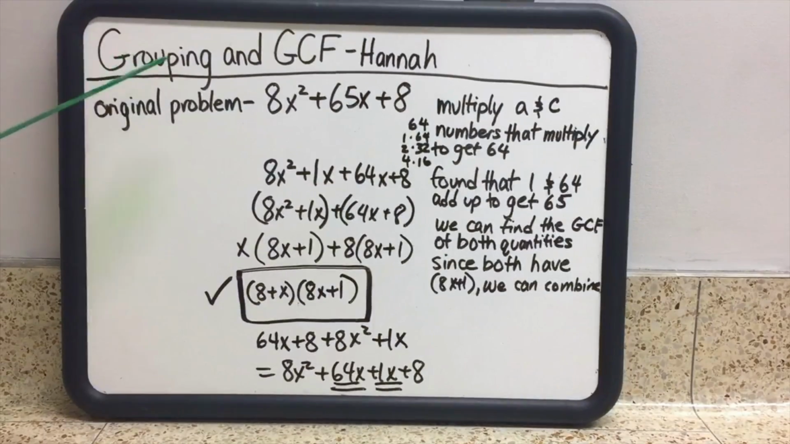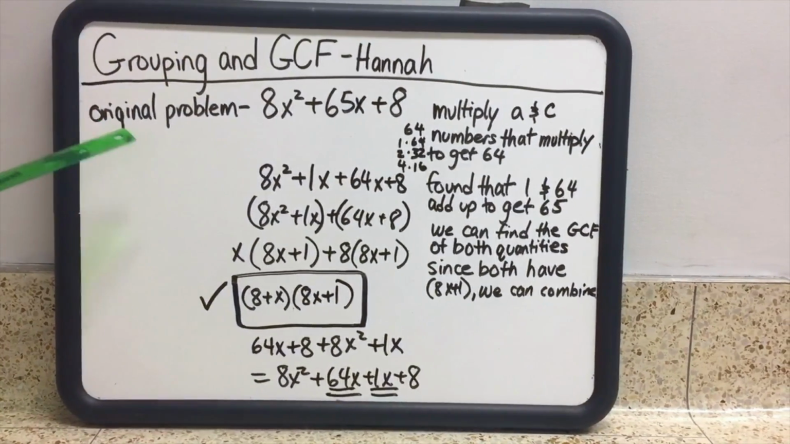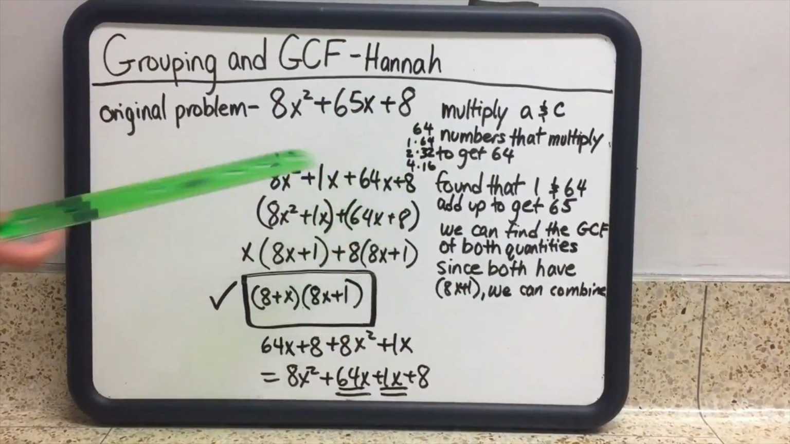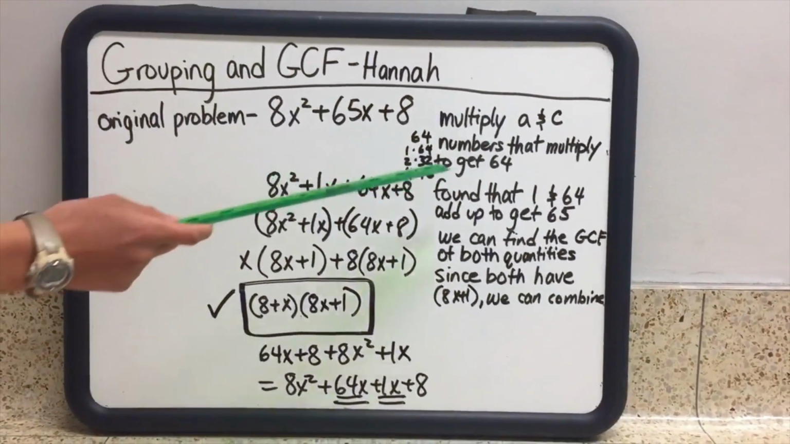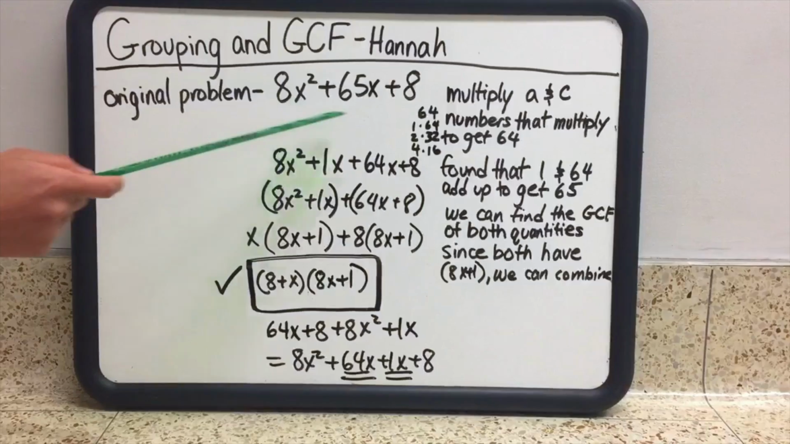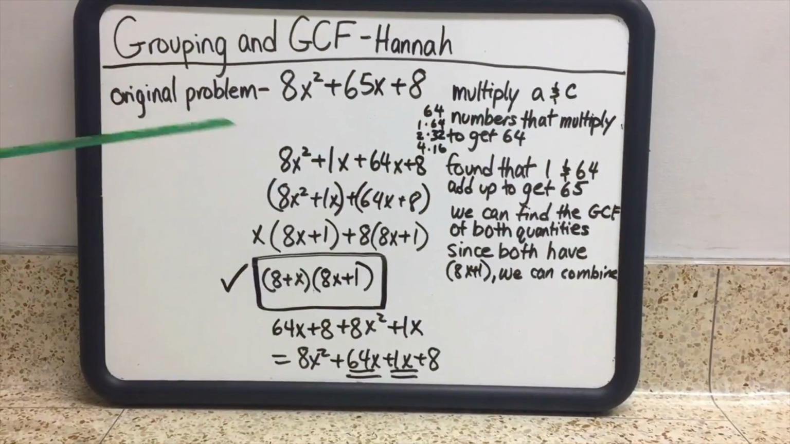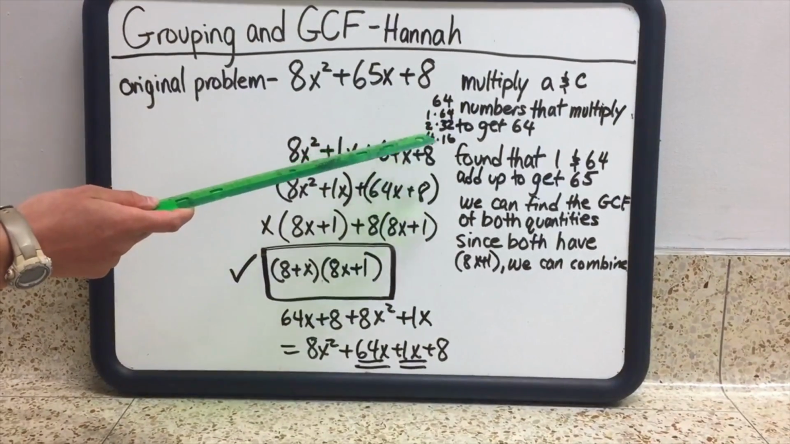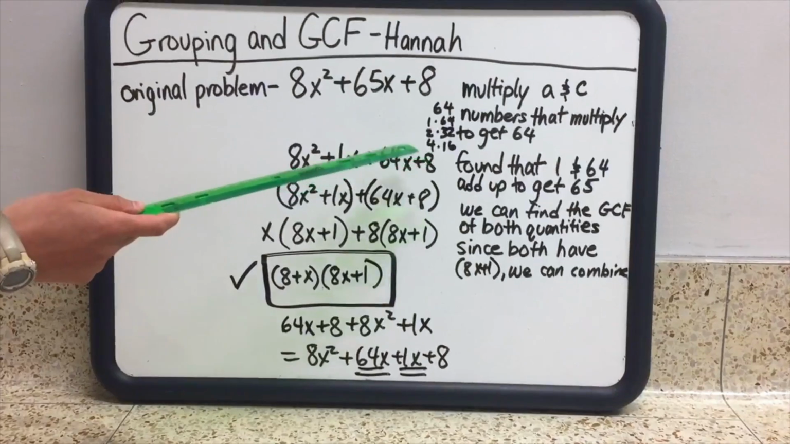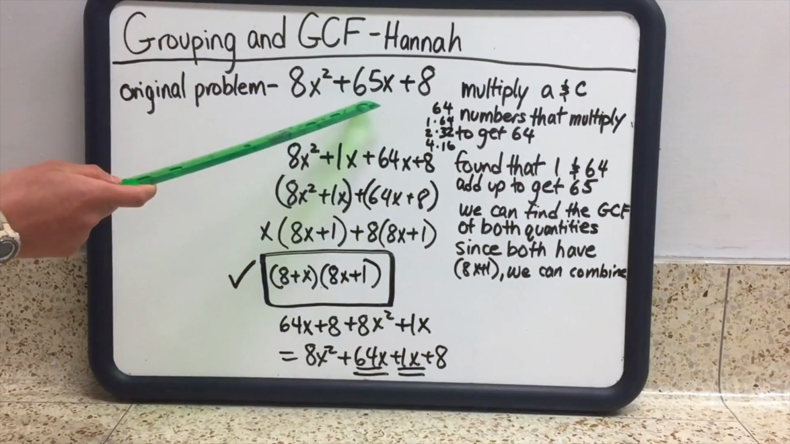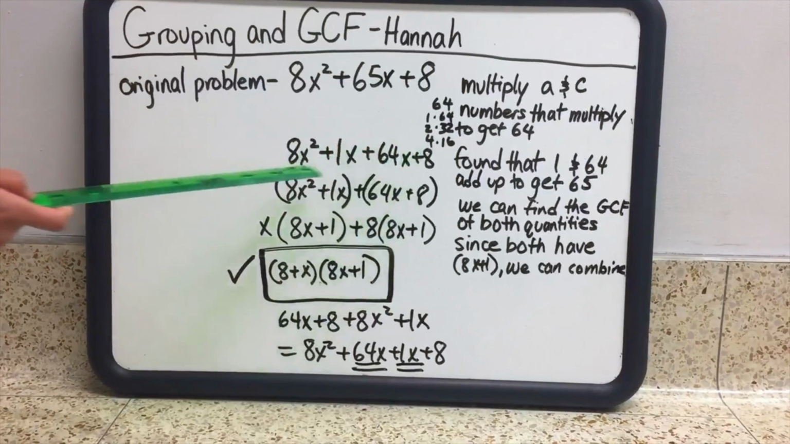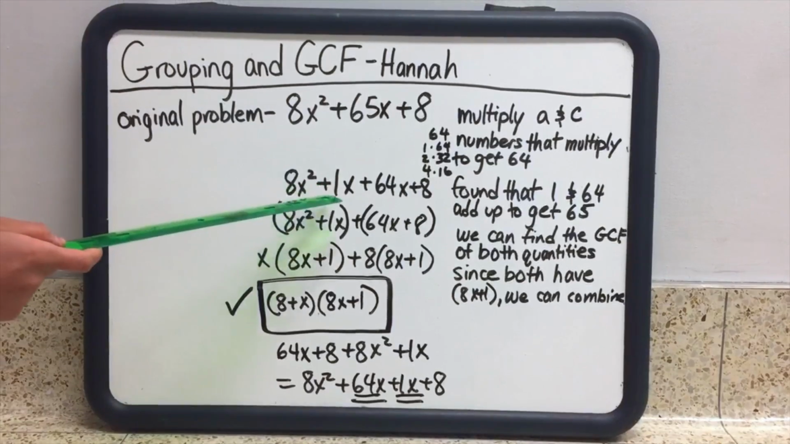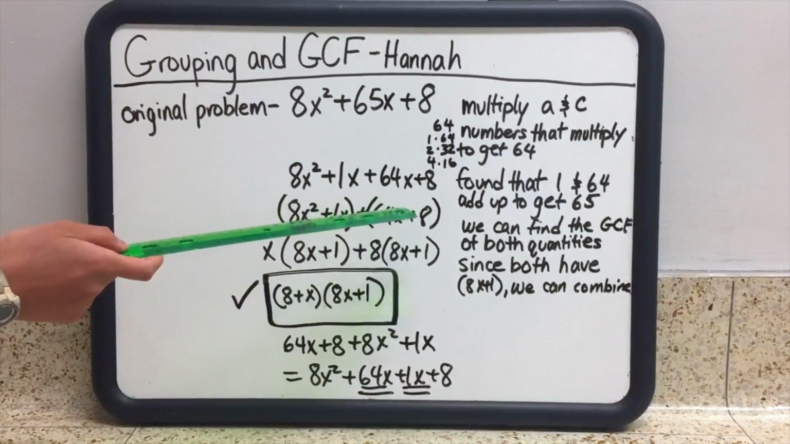So I did grouping and greatest common factor, and the original problem I found was 8x squared plus 65x plus 8. So for grouping you must multiply a and c, and 8 times 8 is 64. So I had to find numbers that multiply to get 64, and that was 1 times 64, 2 times 32, 4 times 16. But then we also have to find one that adds up to 65, and that was 64 times 1. So I found that 1 and 64 add up to get 65, so we get 8x squared plus 1x plus 64x plus 8.